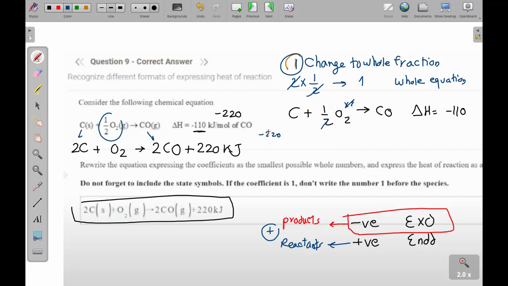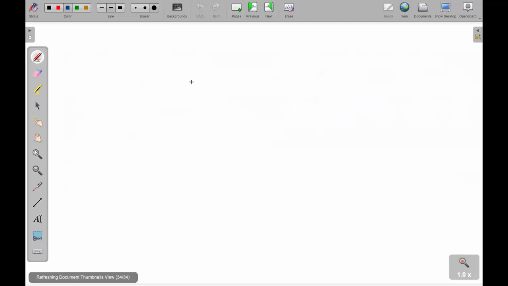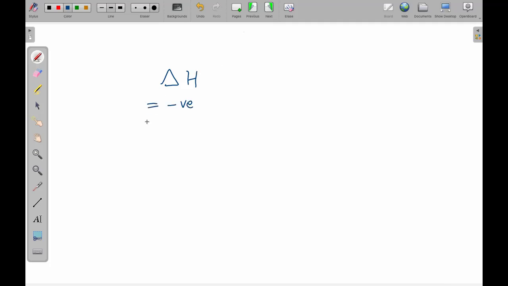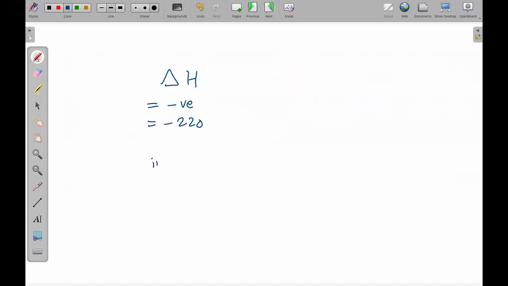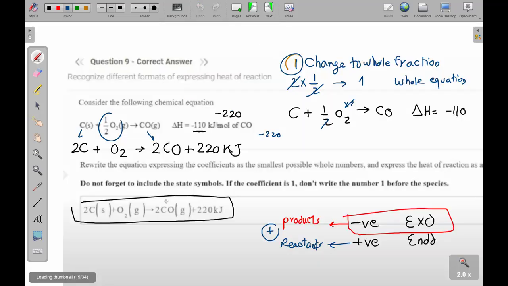But Mister, when it is an exothermic reaction, take care: when you write it separately, it will be a negative value, so negative 220. But when you put it inside the equation, you have to remove the sign. So again, when you put it inside the equation, you have to remove the sign. So put it plus 220, but put it on the product side. If it was on the reactant side, it would be an endothermic reaction, but we don't put it there.